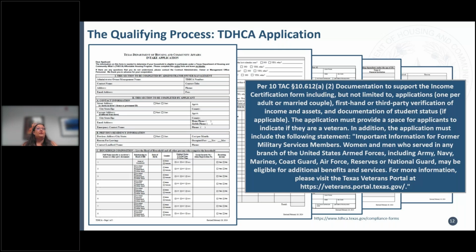The application has to provide a space for applicants to indicate if they're a veteran, and it has to have that statement that starts with important information for former military service members. I want to highlight that the applications have to be done one per adult or one per married couple.